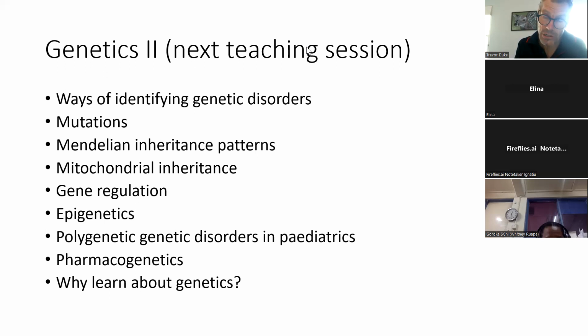We'll talk a bit about mitochondrial inheritance next week, because there are genes not only in the nucleus of a cell, but also in the mitochondria. And we'll talk a bit about gene regulation and epigenetics and some common genetic disorders in PNG and what the genetic basis for those are.